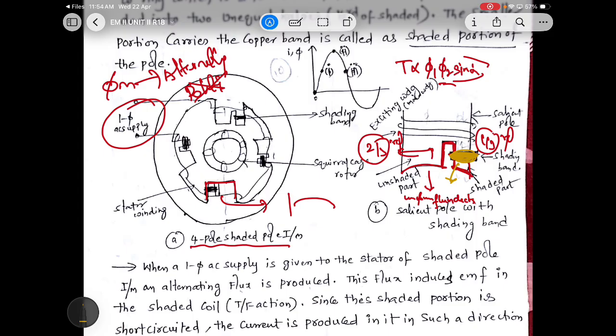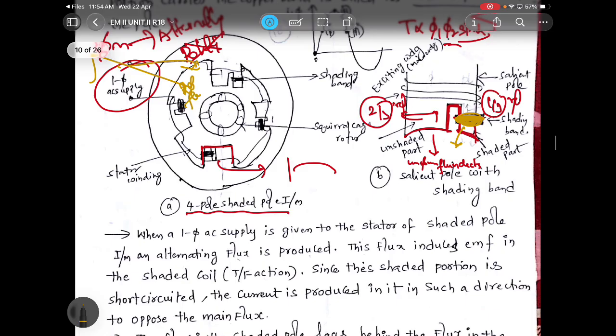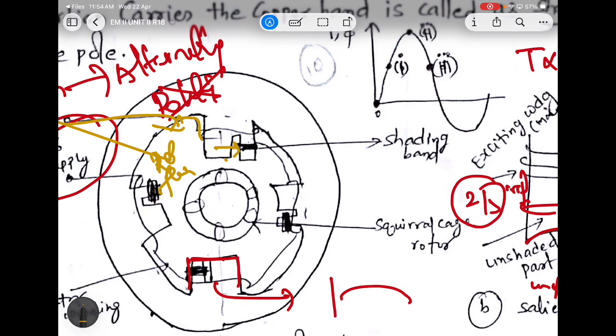Now this supply is given here, and due to this supply the flux is generated. As flux is generated, this flux tries to cut or link this conductor. Cutting is what happens in generators, linking is what happens in transformers. I don't want to get into the basics of the terms here.